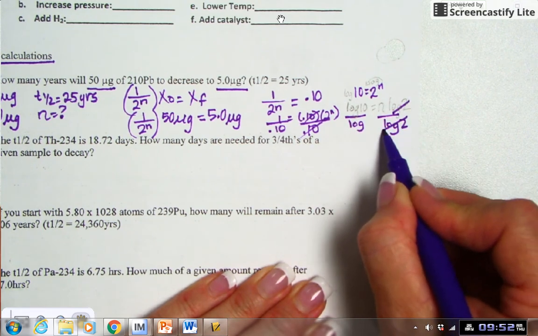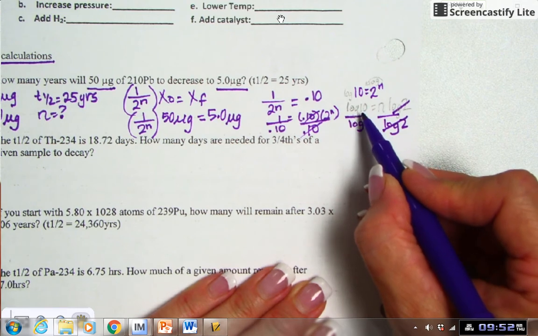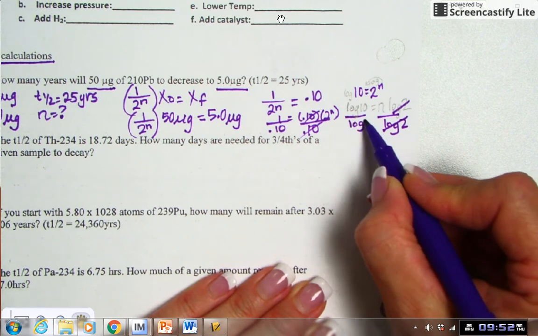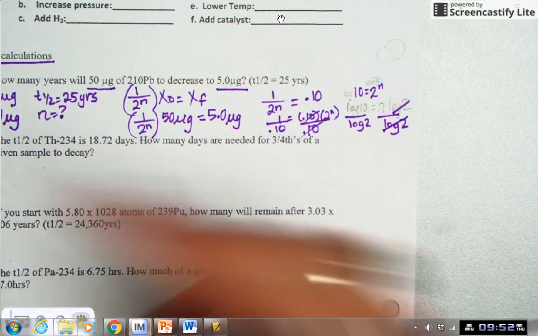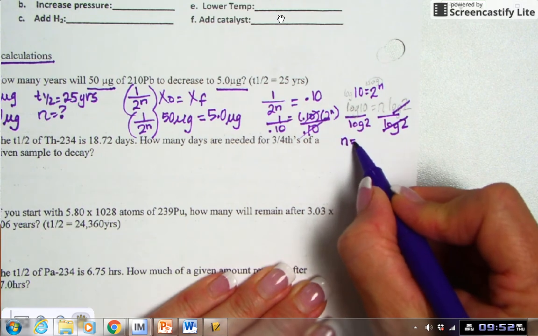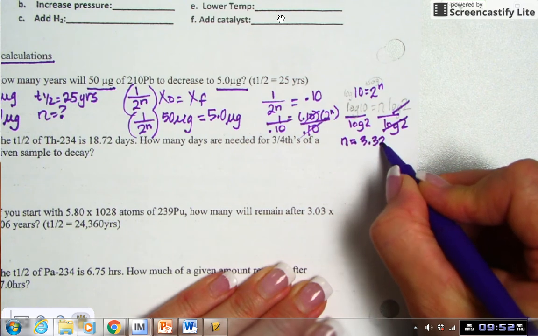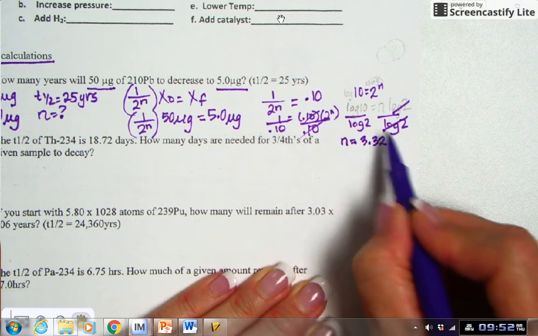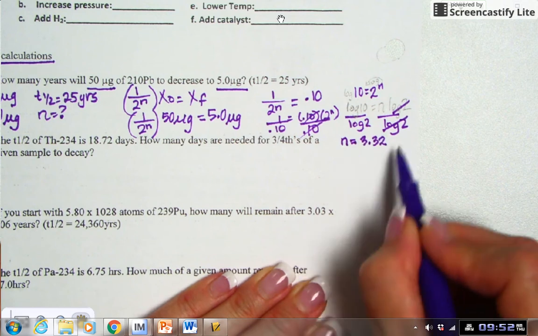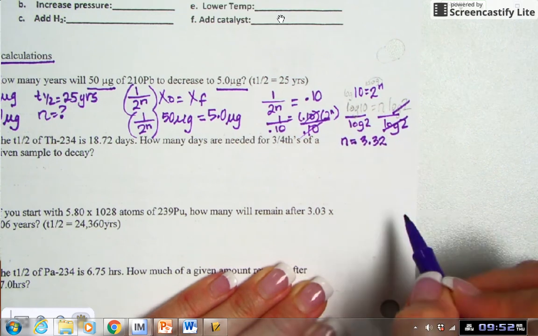That's going to cancel it here. So you're going to plug into your calculator log of 10 divided by log of 2. And that's going to give you n equals 3.32. And I'm not going to worry so much about sig figs here, but this is more than 3 cycles, but less than 4 cycles. I'm going to leave that in my calculator.